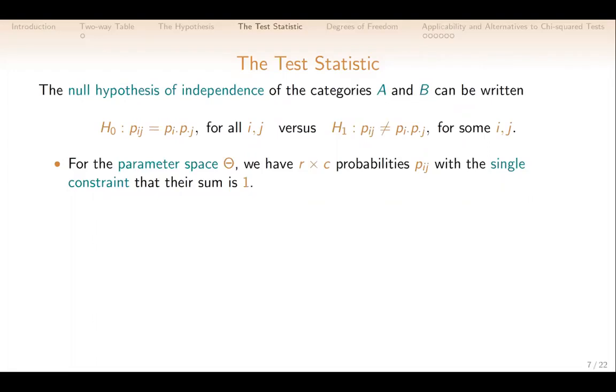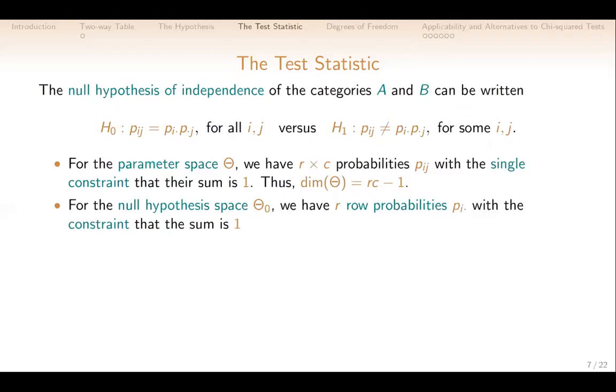Okay, so for the parameter space theta, the big parameter space, you have R cross C probabilities. So that's R times C numbers, but you have a single constraint that their sum is 1. So the dimension of that space is RC minus 1. So in the example I gave you above, there are 4 columns and 2 rows. So R times C is 8. I subtract 1, I get 7.